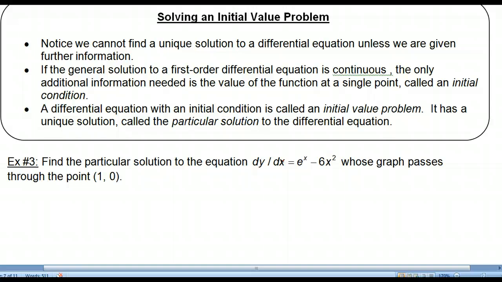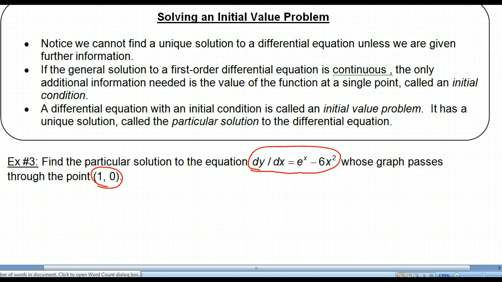Okay, so now we want to look at what happens if we have enough information and we can actually figure out what C is equal to. So that's when we solve an initial value problem. So far we've had plus C. It's not just the bounds. It's not that complicated, but we're looking for an exact equation, where this is the derivative and it goes through a particular point.